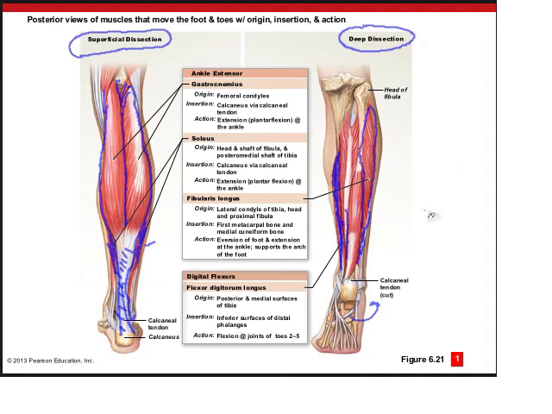fibula. Insertion is on the first metatarsal bone and medial cuneiform, which is one of the tarsal bones, and the action is to evert the foot and extend the foot at the ankle and support the foot's arch.